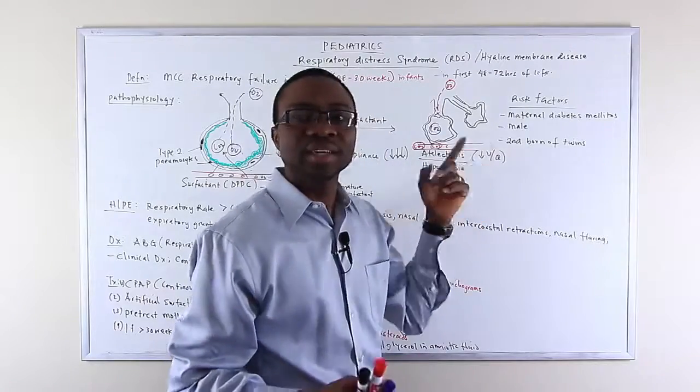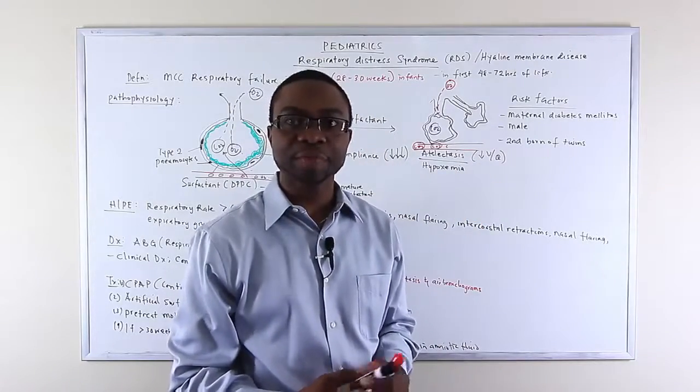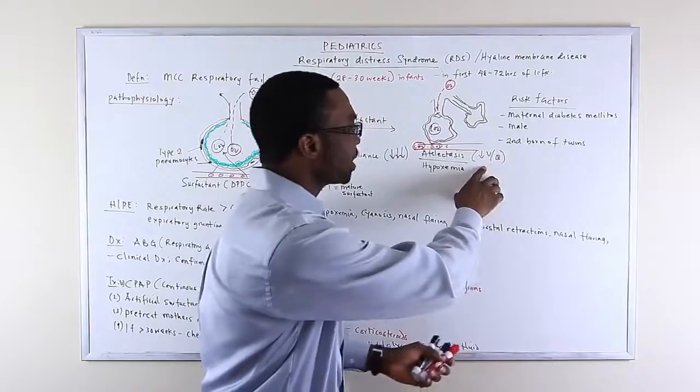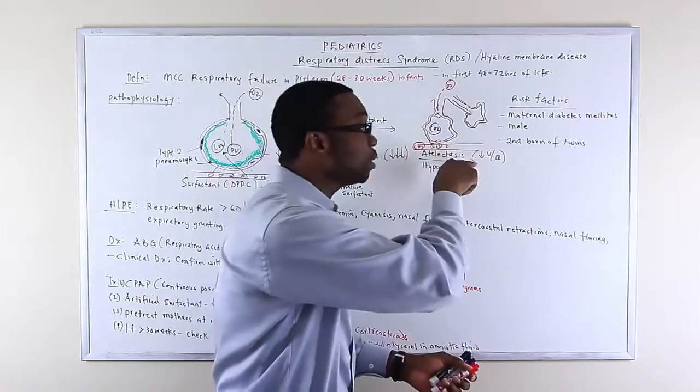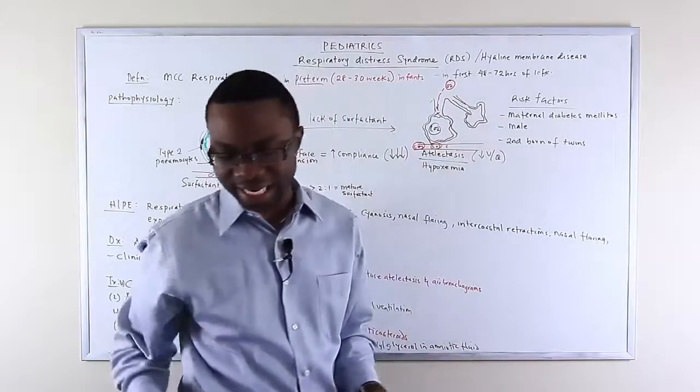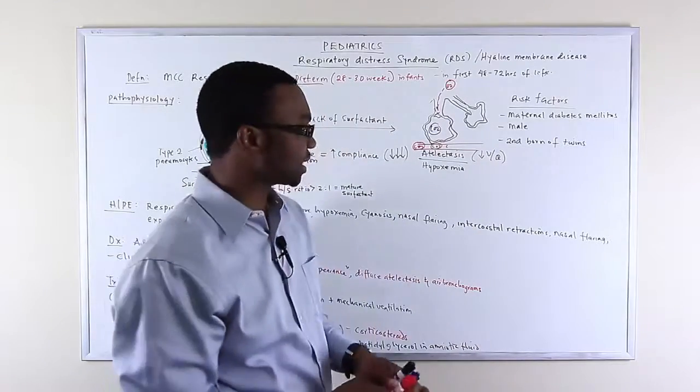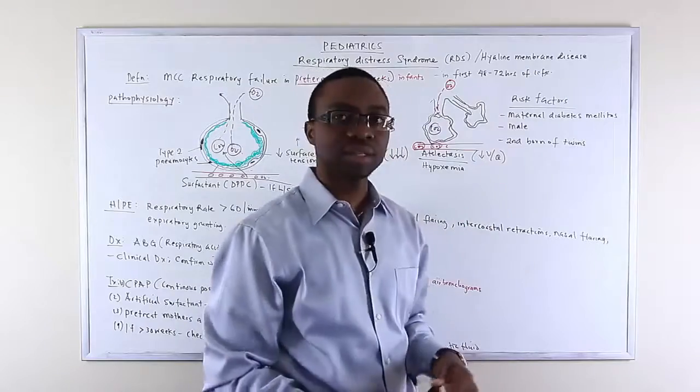What does that lead to? Decreased ventilation to perfusion ratio, right? Because the VQ ratio is going to be abnormal because there's too much CO2 in the lungs. There's perfusion, but there is no ventilation. There's no ventilation. That's going to lead to decreased VQ ratio.